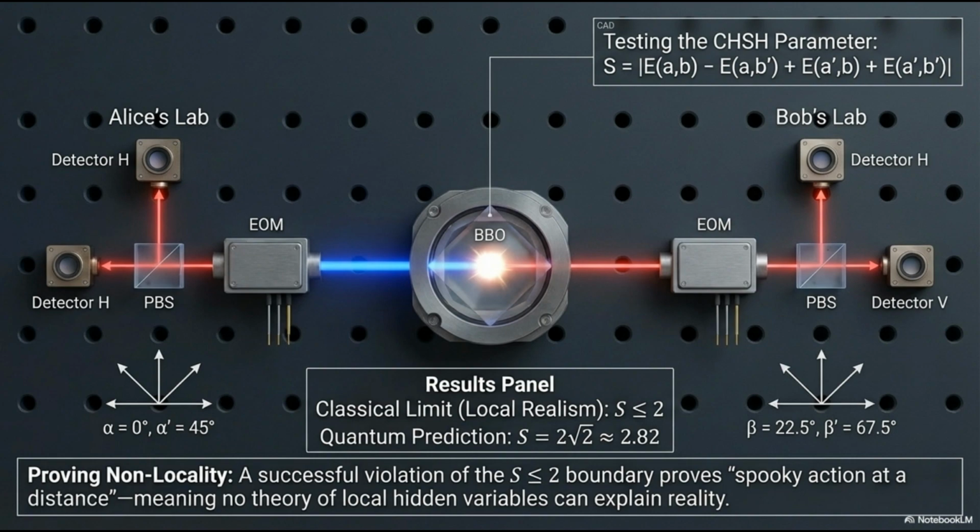This experiment was first theorized by John Bell in 1964 and has since been performed in increasingly loophole-free versions by multiple research groups worldwide. The successful violation of S greater than 2 is the definitive empirical demonstration of quantum non-locality, what Einstein famously and skeptically called spooky action at a distance.